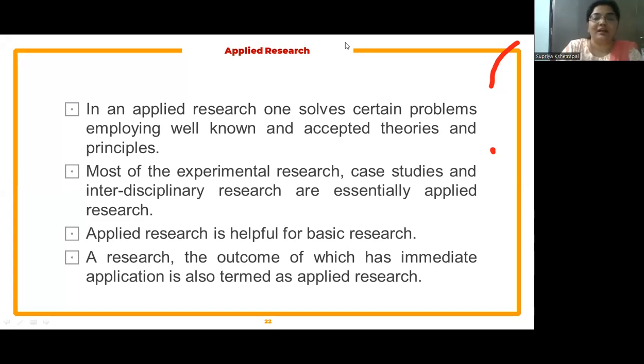So most of the experimental research, that is the case studies, interdisciplinary research, they are the examples of this applied research. Now, applied research is helpful for the basic research. Okay, so दोनों कैसे interrelated हैं? Research, the outcome of which has an immediate application is also known as a applied research. जिसका outcome immediate application में use किया जाता है, उसको हम लोग कहते हैं applied research.